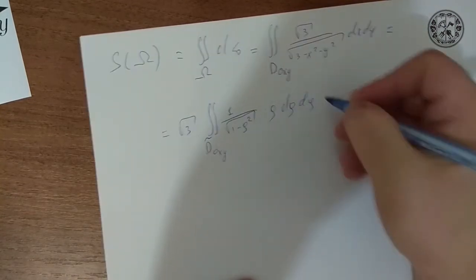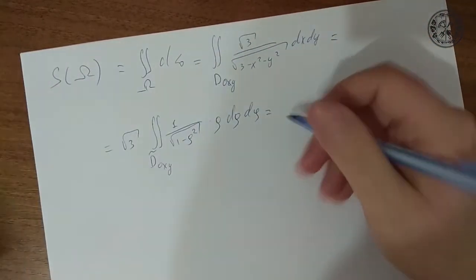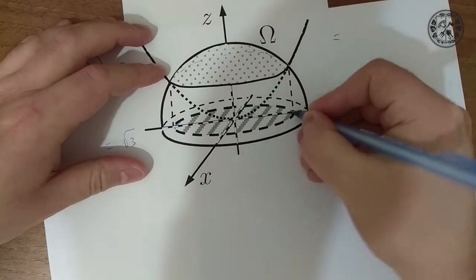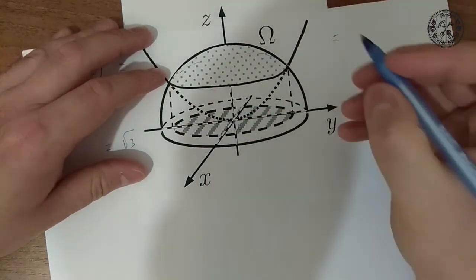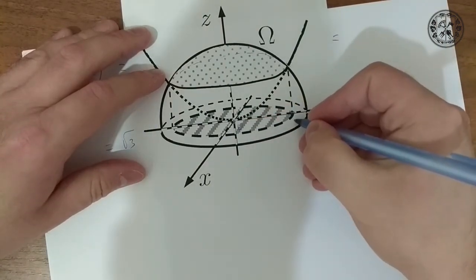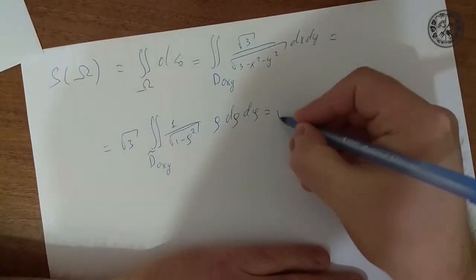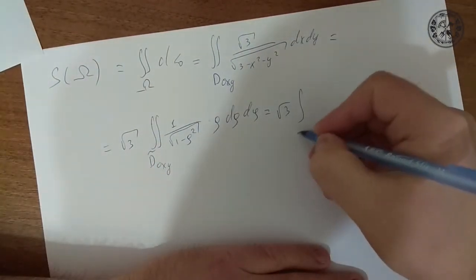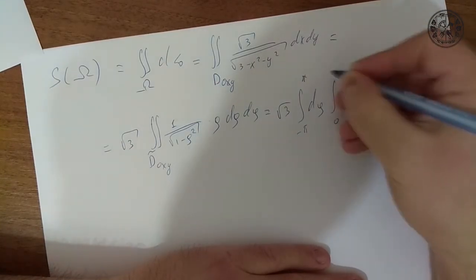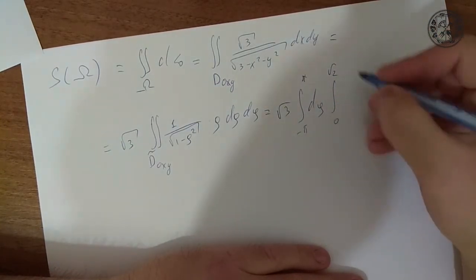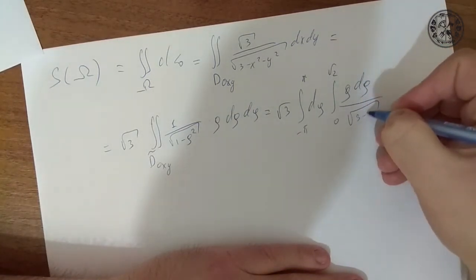d phi. Now again, we are putting our limits here, so the angle will be from minus pi to pi, and the distance will be from 0 to the square root of 2, the radius of this circle. We will have the square root of 2, integral from minus pi to pi of d phi, integral from 0 to the square root of 2 of rho d rho divided by the square root of 3 minus rho squared.